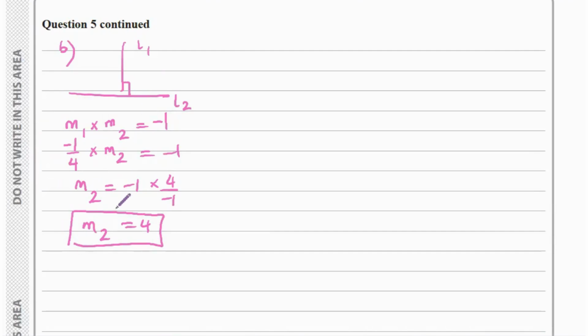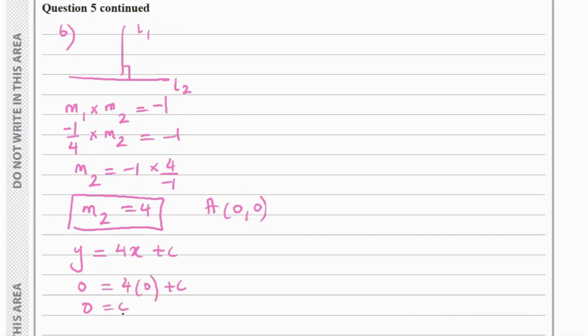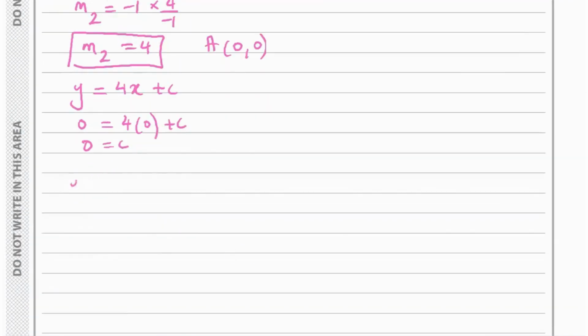As told in the question, the line is passing through the origin, which means the point we'll use over here is 0, 0. So y equals 4x plus c. Put y equals 0 and x equals 0 to find the value of c, which is 0. Hence, your equation is going to be y equals 4x. This is L2 equation.